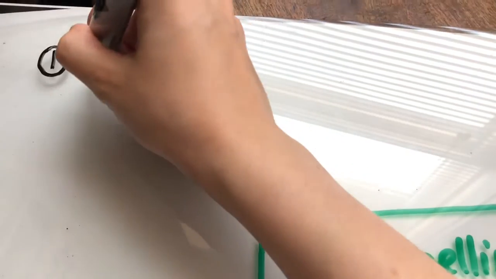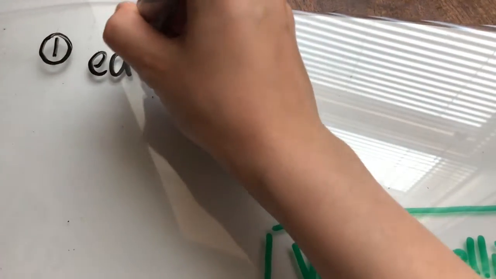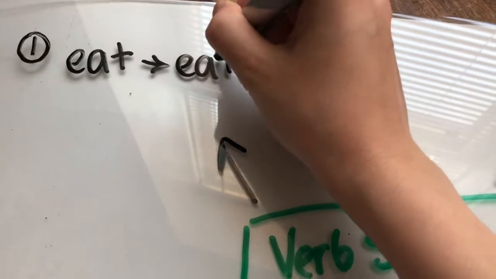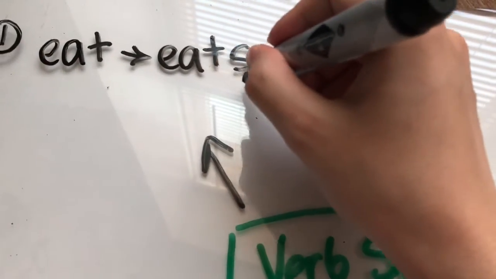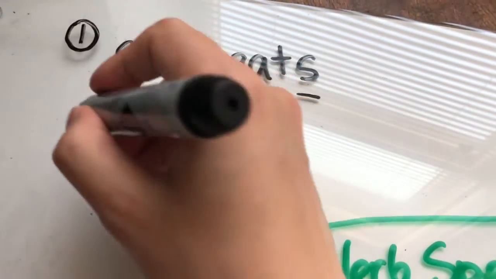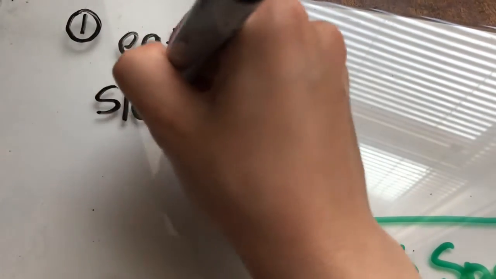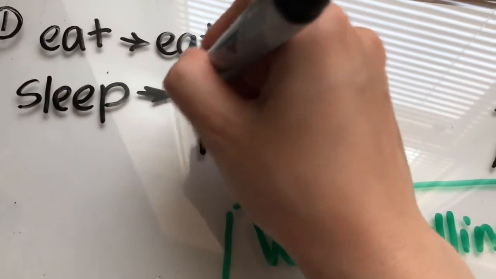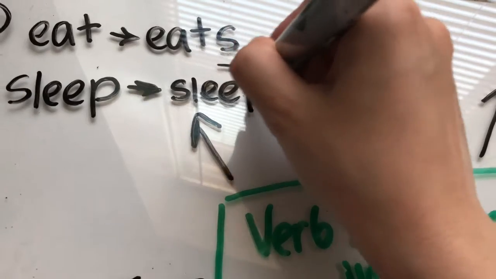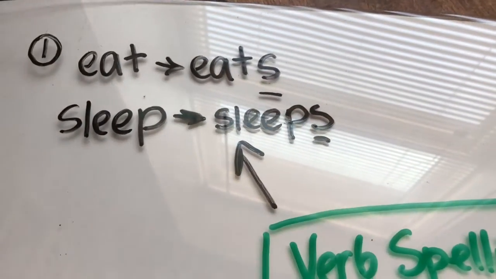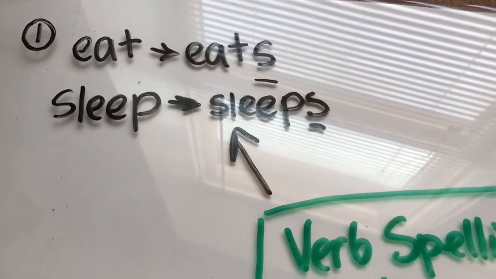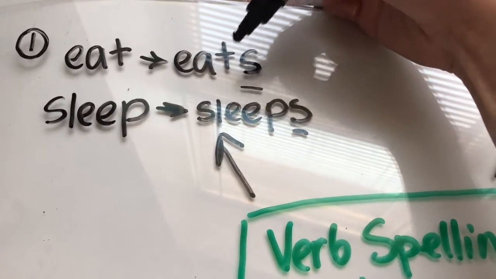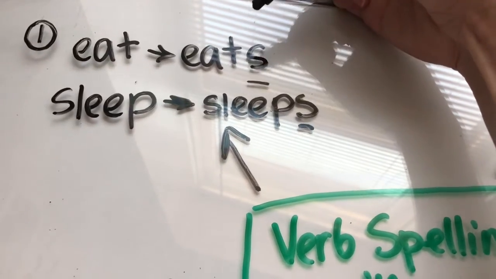For example, eat becomes eats. Here is your ending s. Or sleep becomes sleeps. In most cases, you only need to add an ending s with pronouns he, she, or it.